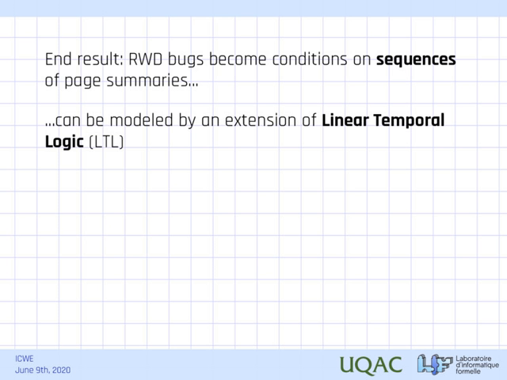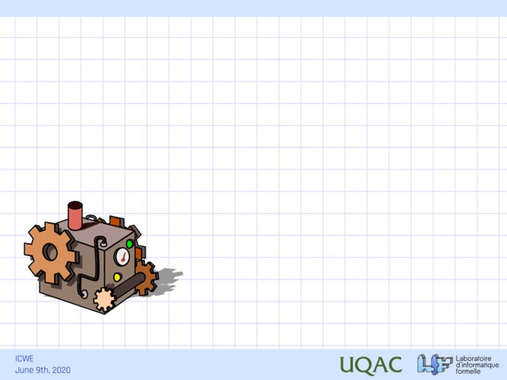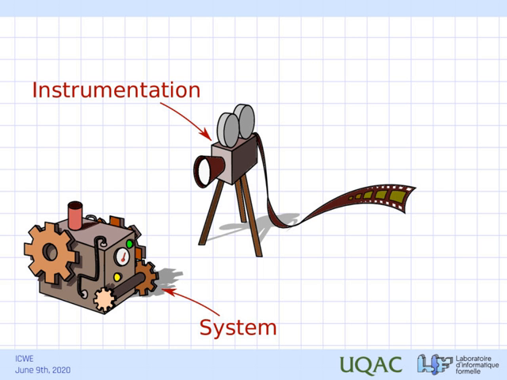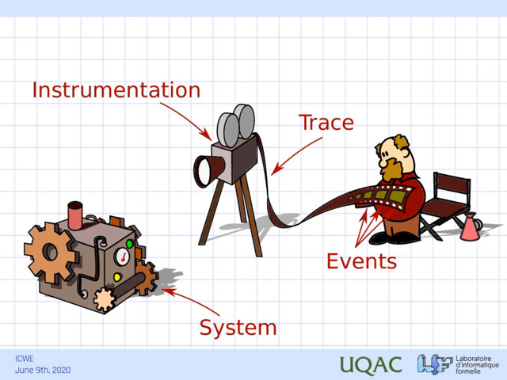This might be reminiscent to some of linear temporal logic, which is a formal language designed specifically to express constraints on sequences of events. As a matter of fact, our proposed architecture can be seen as a form of runtime verification. In this setting, a system is being observed by a kind of camera which we call the instrumentation, and this instrumentation produces a sequence or trace of data elements called events. The observer in this example corresponds to our stateful test oracle.